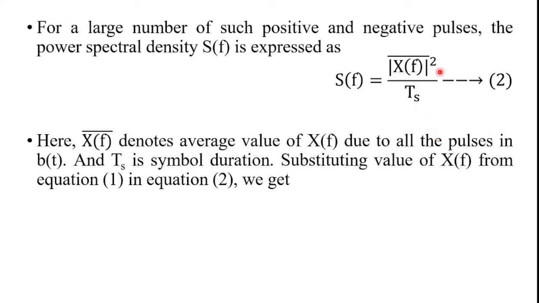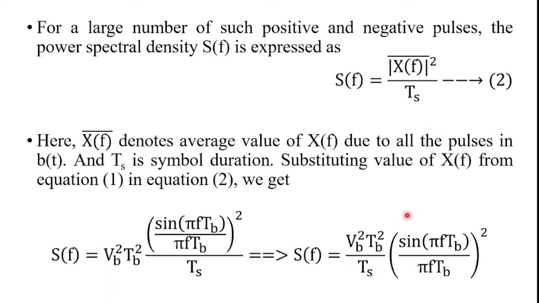Substituting the X(f) value from equation 1 into equation 2, we get the power spectral density S(f) as Vb squared Tb squared into sin(pi f Tb) by pi f Tb whole squared, divided by Ts. Simplifying the right-hand side of this equation, we have Vb squared Tb squared by Ts into sin(pi f Tb) by pi f Tb whole squared.